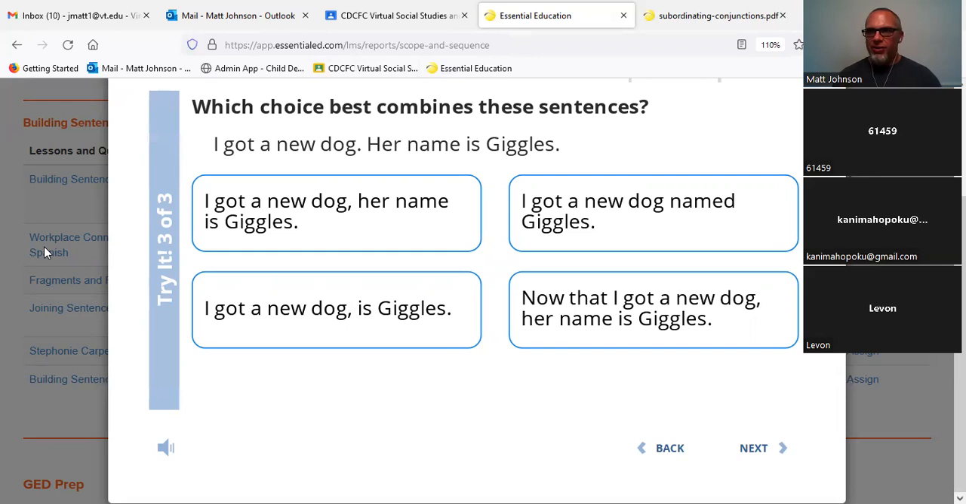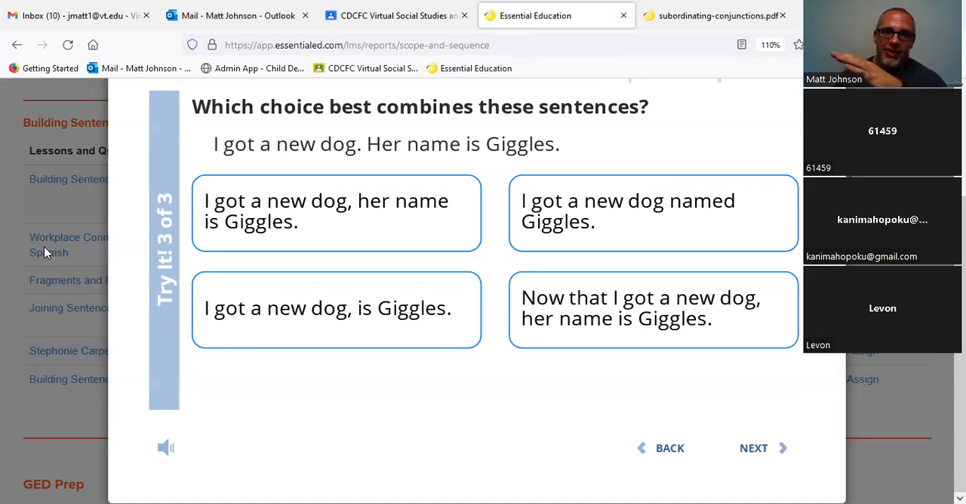They don't use a lot of articles in their language. If you ever heard them talk, they eliminate certain phrases. So I got a new dog, it's Giggles. Like pronouns, they don't use pronouns or articles sometimes. That's incorrect, right? We've shortened it too much. There's not enough there. I got a new dog, still an independent clause. It's Giggles, not an independent clause, and not even enough of a subordinate clause.